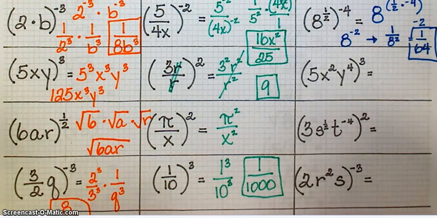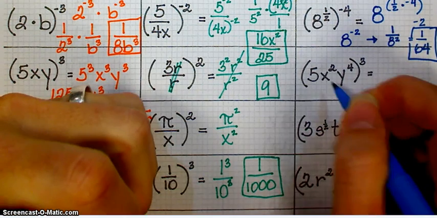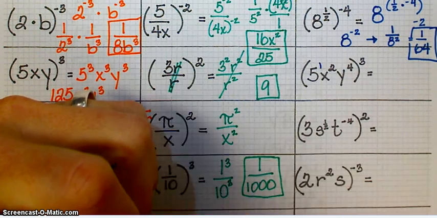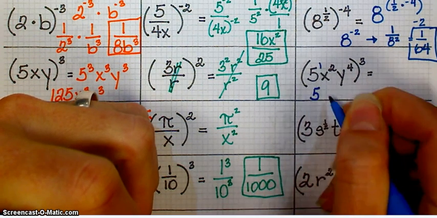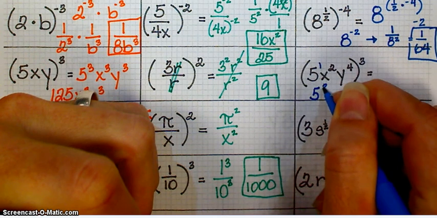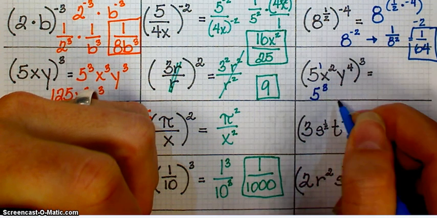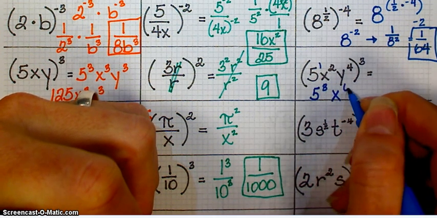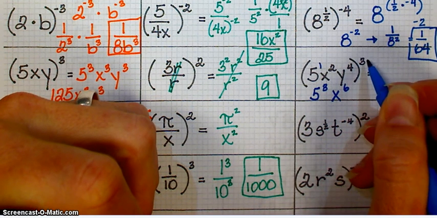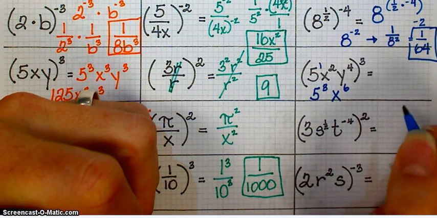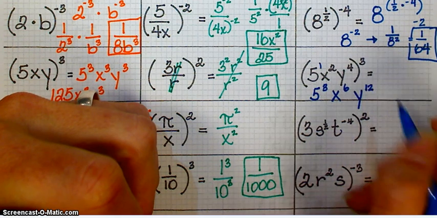All right, this next one, hopefully I have enough room. The 3 applies to everything in here. So really there's an unwritten exponent on the 5 that's a 1. So this is 5 to the 1 times 3, which is 5 to the 3rd. x to the 2 times 3, so that's x to the 6th. And then y to the 4, and then raised to the 3rd. So that's 4 times 3, that's y to the 12th.